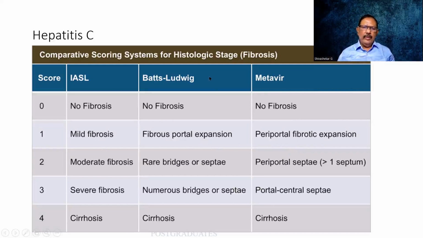There are different ways of grading it. Ludwig is one, IASL is one, and Metavir is one. And these all measure the degree of fibrosis and give us a concrete idea about it. So this one I would like you people to kindly memorize. For example, there can be a severe fibrosis in IASL, in Ludwig it can be numerous bridges or septae, and in Metavir, it is mainly confined to portal to central. And finally, all of them lead to a cirrhosis. And after cirrhosis, the drama is over. If I stop drinking after developing a cirrhosis, it is not of much use.